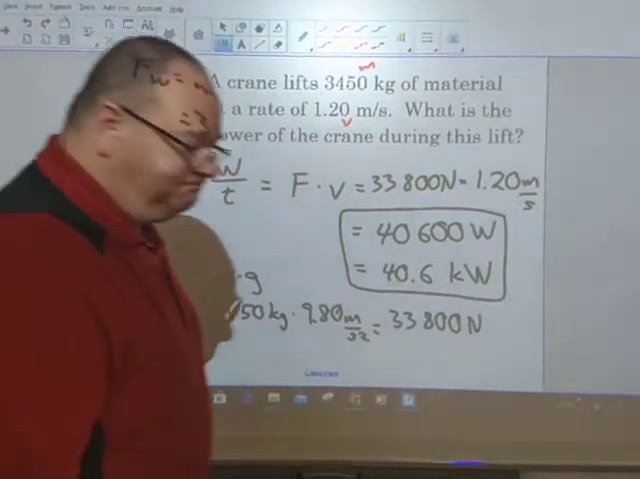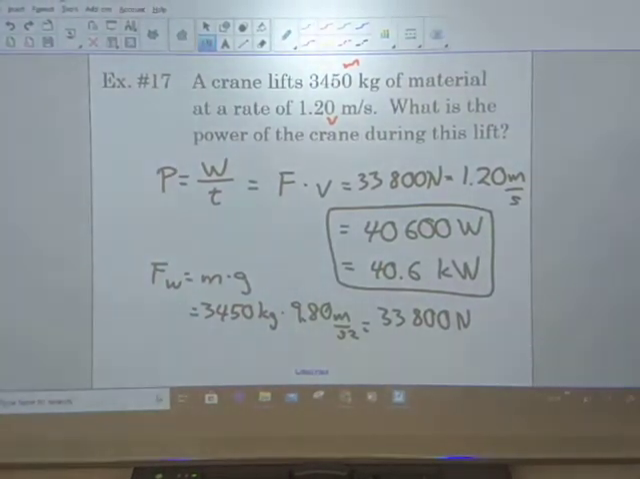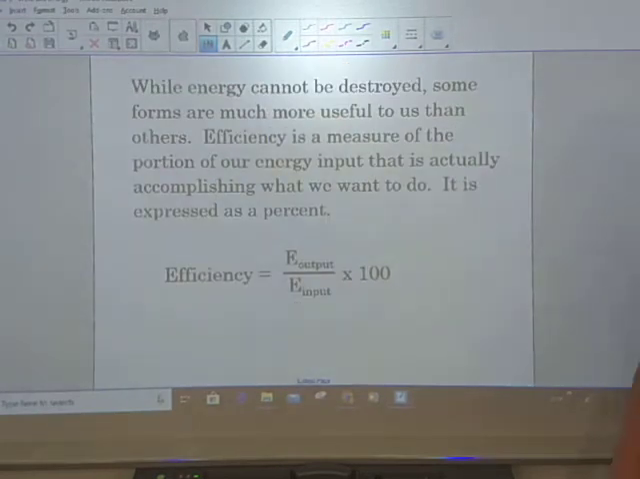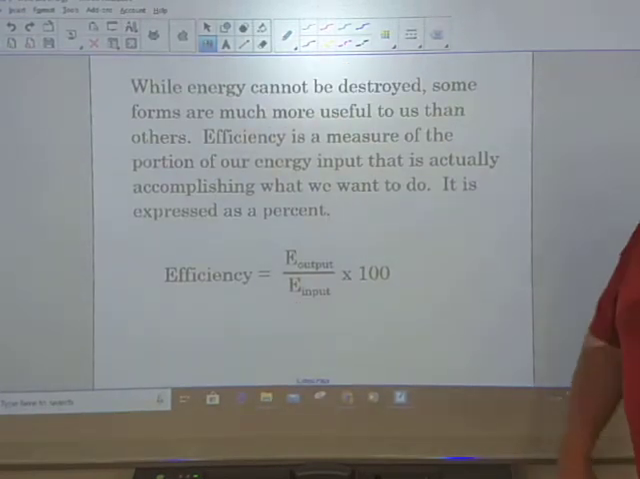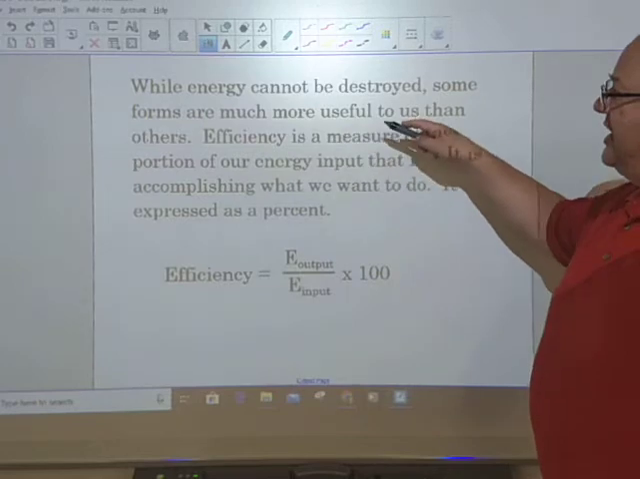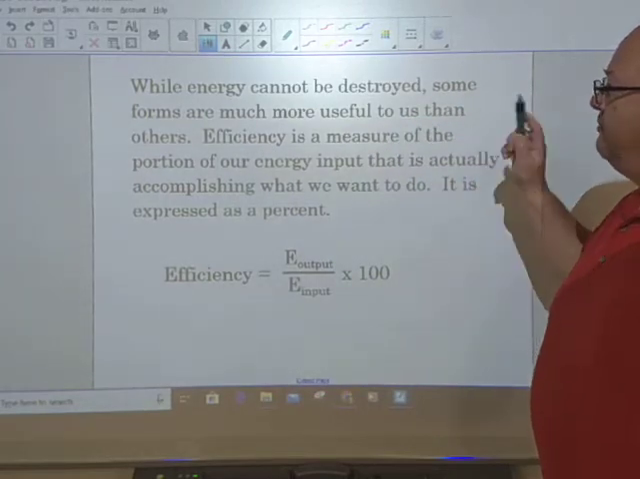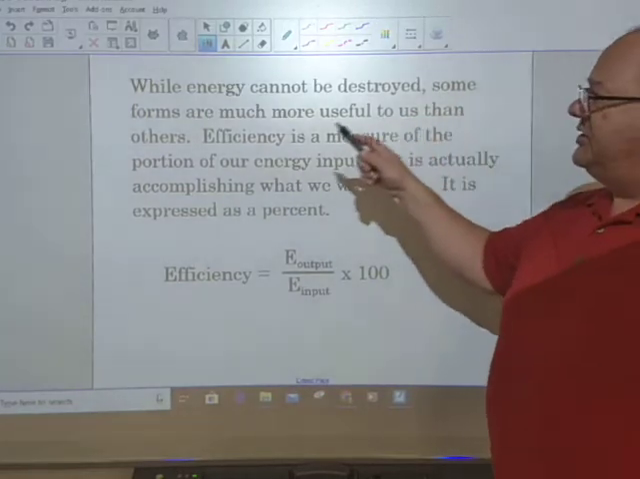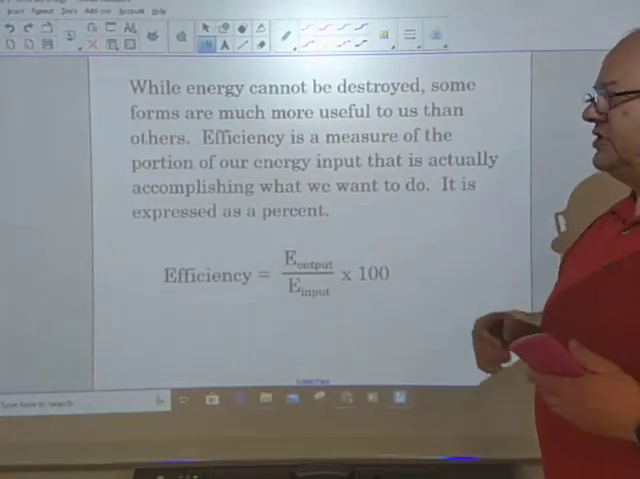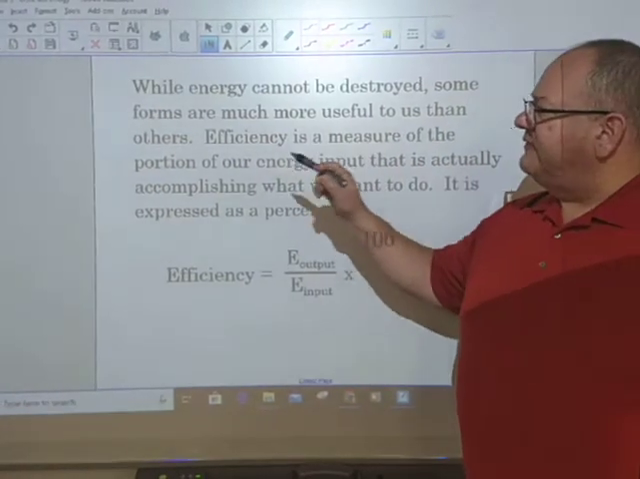All right. What's next? All right, so energy cannot be destroyed, but some energy forms are much more useful to us than others. And so we get this concept of efficiency.